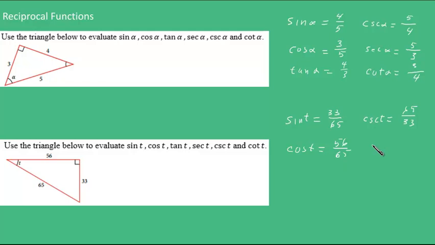And of course, the secant then is going to be 65 over 56. The hypotenuse over the adjacent. And the tangent of t is going to be opposite over adjacent. That's going to be 33 over 56. And the cotangent of t is going to be the adjacent, which is 56, divided by the opposite, which is 33. So with a little bit of practice, you should get this. This should not be anything difficult at all.